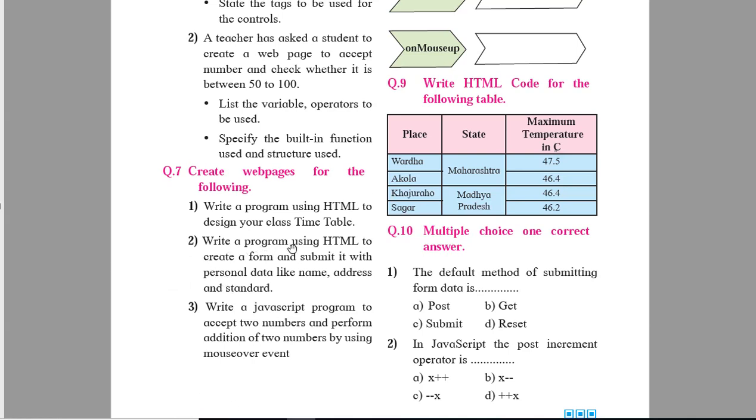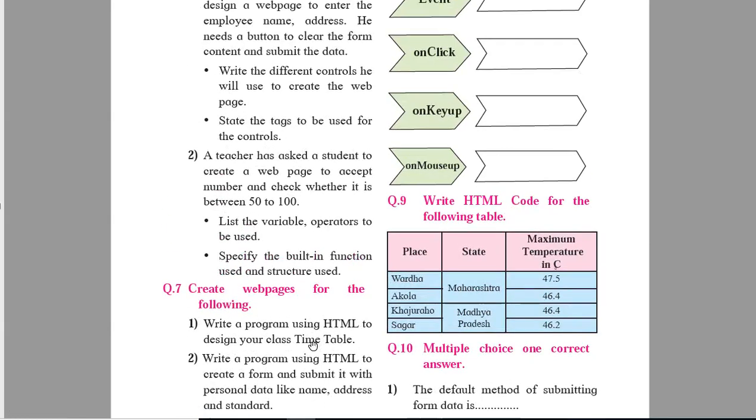Next, second is write a program using HTML to create a form and submit it with personal data like name, address and standard. That is, in the second question you all have to create a form, and that form should have a name, address and standard. There should be 3 pieces of information, that is name, address and standard, and it should have a submit button. So this is the second program that you all have to perform. The third program is based on JavaScript, which you all will not perform.